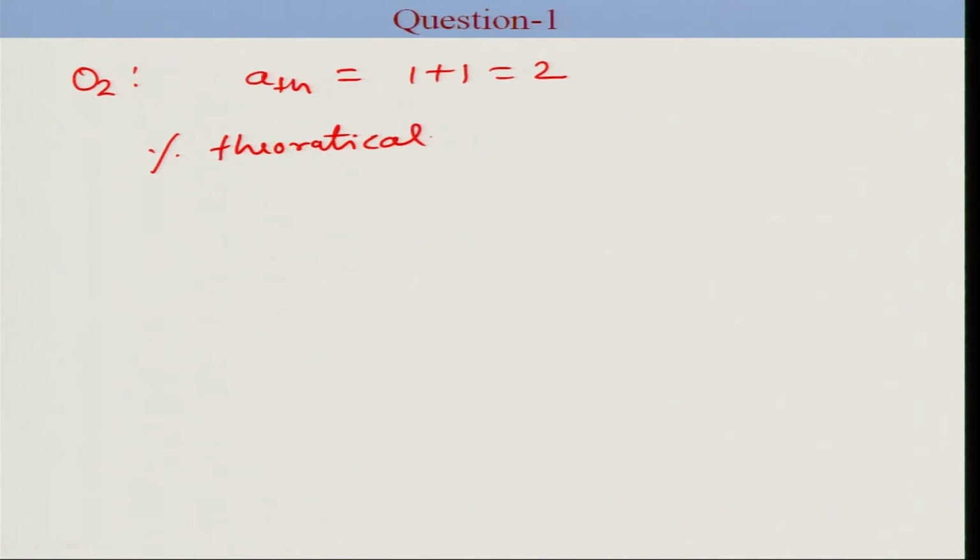Okay. From the mass balance of oxygen, we get A theoretical equal to 1 plus 1, which is equal to 2. Okay. Now the percentage theoretical air is equal to actual mass of air divided by theoretical mass of air. Okay.